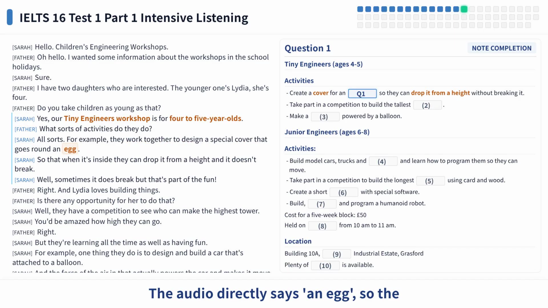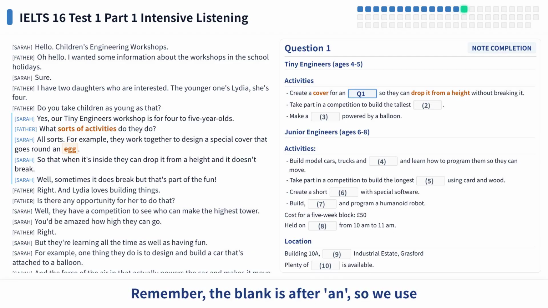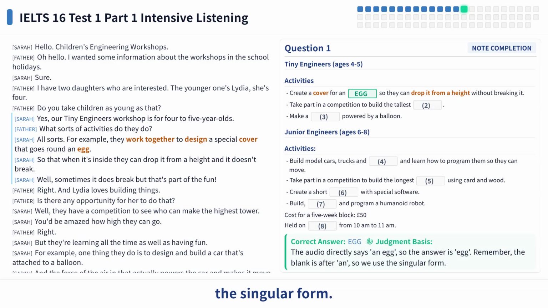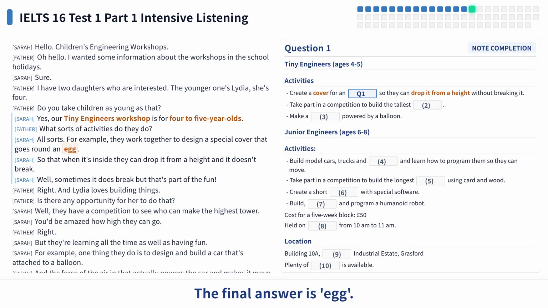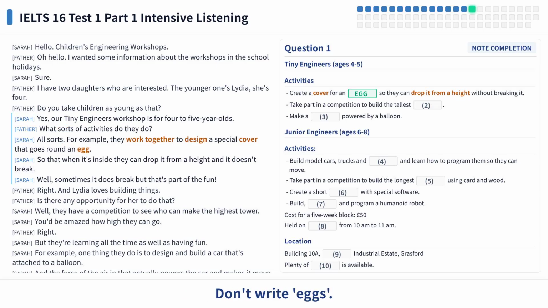In the recording, Sarah says design and build a car that's attached to a balloon. The balloon powers the car, so the answer is car. The recording directly says build a car, and the balloon powers it. The answer is car, a direct dictation with no interference. So the answer for question 3 is car, C-A-R.